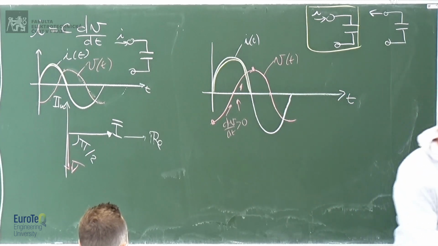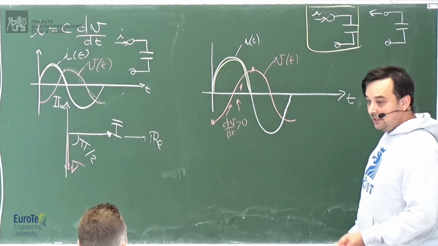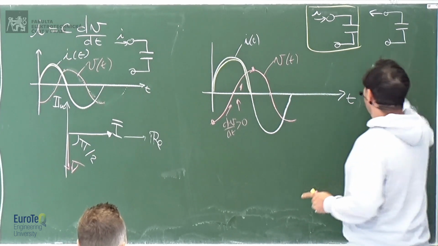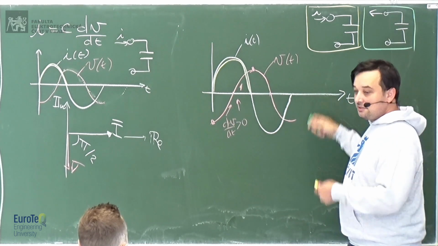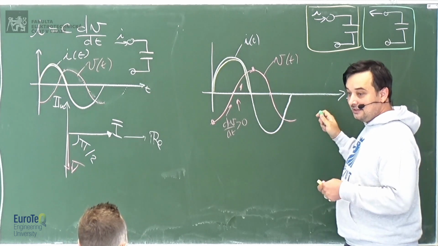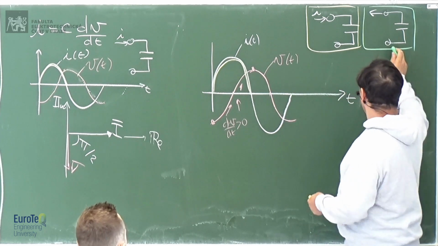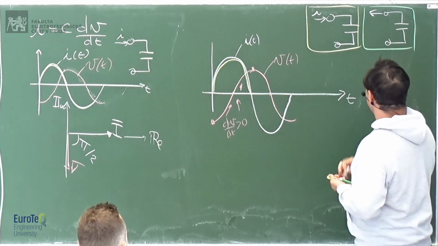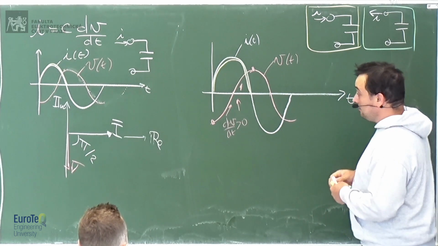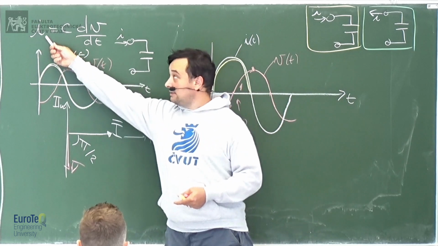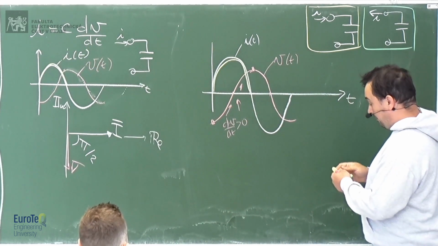Because now the capacitor is feeding the current. The capacitor is giving away the charge, and that reduces the voltage. The voltage is produced by the charge that is inside. So because it's releasing charge, the voltage is decreasing. The voltage drops down. So here the current goes out. The current is negative, which means that the derivative must be negative. Yes, and that's exactly what happens here.